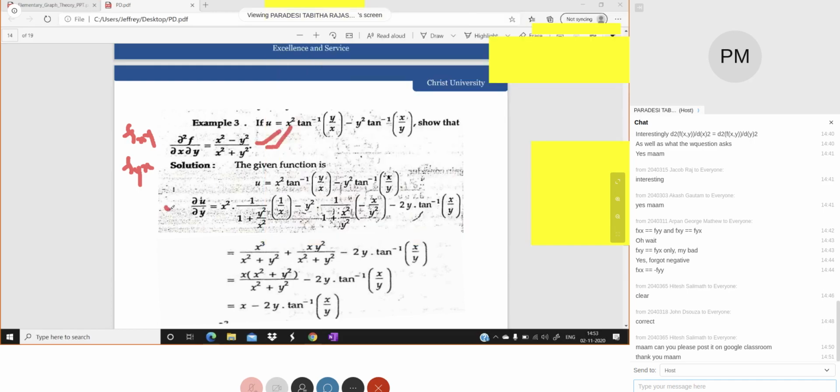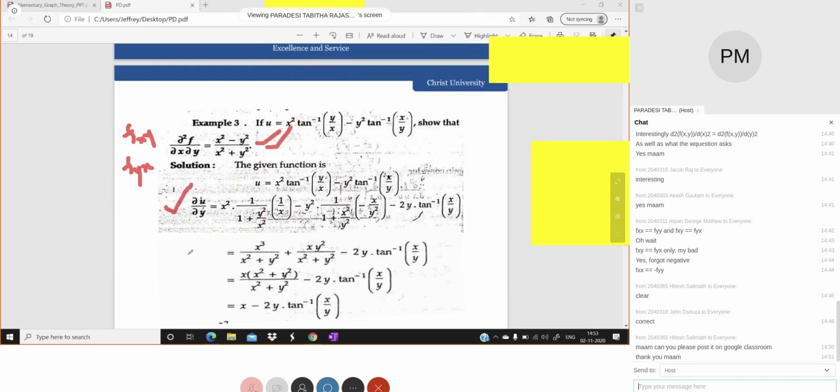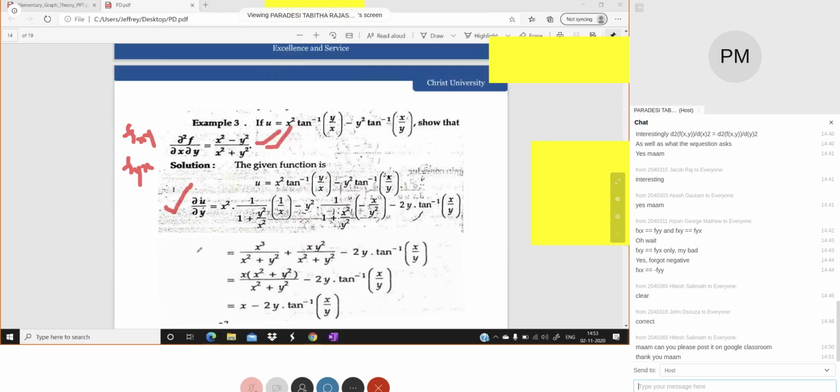Do you want me to explain just the first part? fy? Yeah, those of you who can do it yourselves can leave. Anybody who wants me to explain the derivative of this one, the first derivative, I will explain. If you've copied the question, just finish it off yourself.